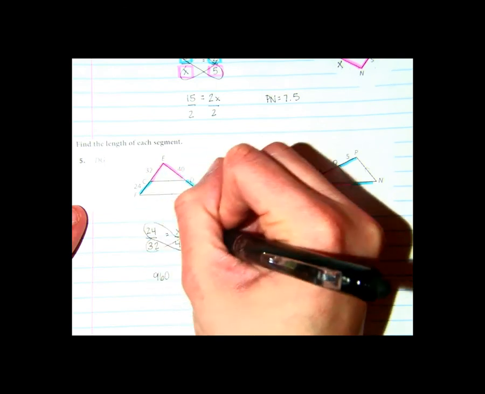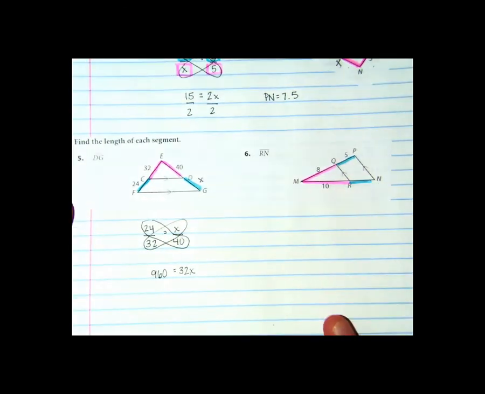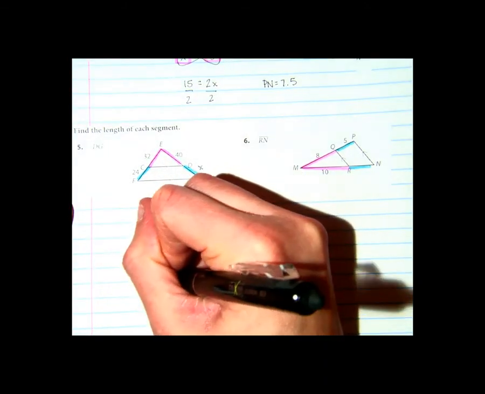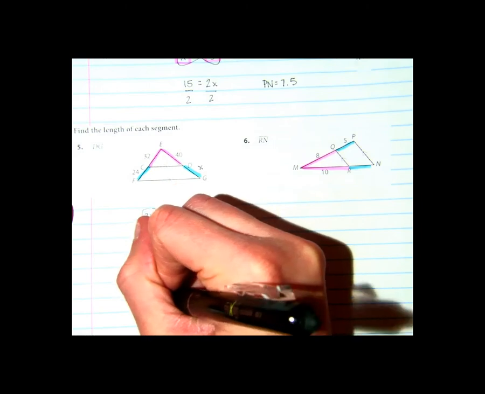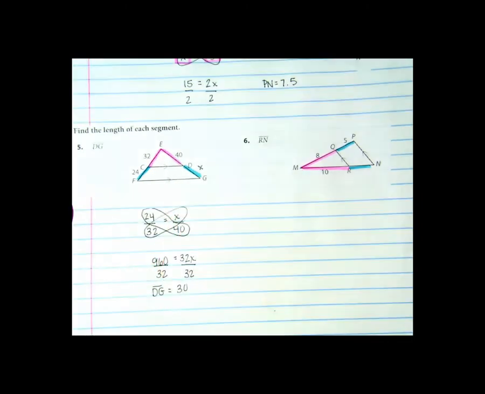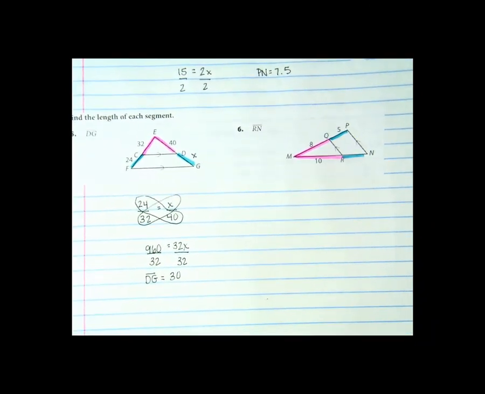Okay, and what's 32 times x? Then you divide it by 32. What is DG, or x, equal to? There are other ways to do this, by the way.